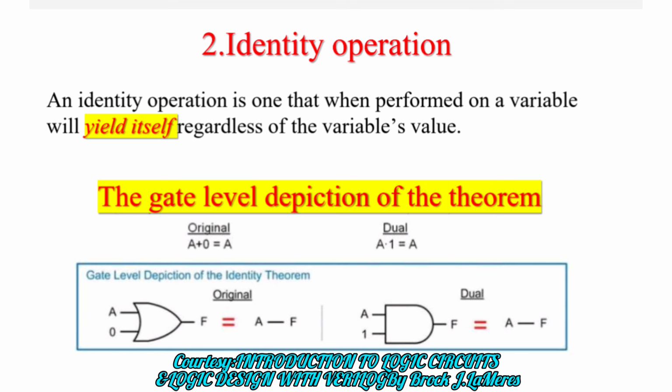Just for an example, a plus 0 is equal to a itself. A into 1 means a itself. So the gate level depiction is shown over there. The original one is OR gate, and its dual is AND gate. As far as the original is concerned, it is a plus 0, that is a OR 0 equal to f, that is equal to a. Then as far as the dual is concerned, it is a into 1 equal to f equal to a.